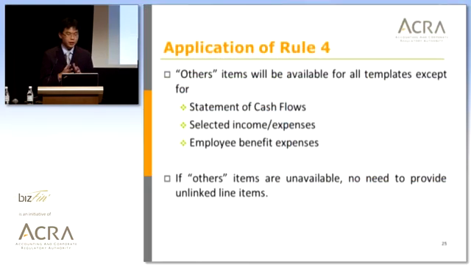Please note that in order to allow you to apply this rule 4, we have catered for others items throughout every template except for 3 of them, which is the statement of cash flow, the selected income and expense, and the employee benefit expense. It is because we did not cater others items within these 3 templates, as for these 3 templates we are not collecting the entire information. Instead, we are only collecting partial information, like specific line items within your financial statements. So that's why there's no need for you to link the remaining line items using others for submission back to us.